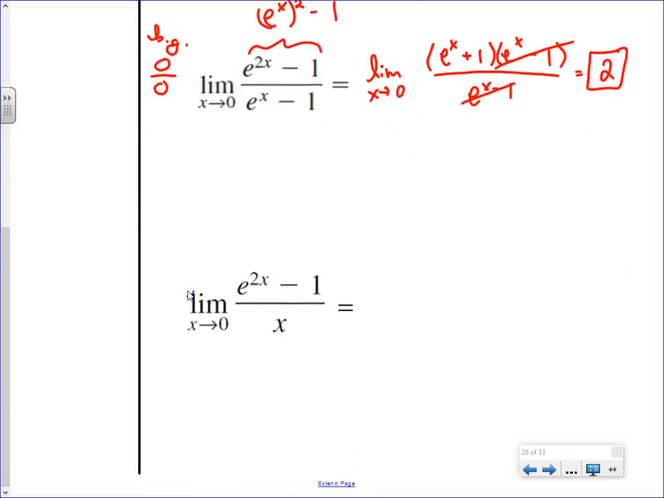Last one. Okay, that's okay. What happens when you plug it in? You guys are writing it down. Go ahead and think through how to plug in 0. e to the 0 is 1, 1 minus 1 is 0 over 0.